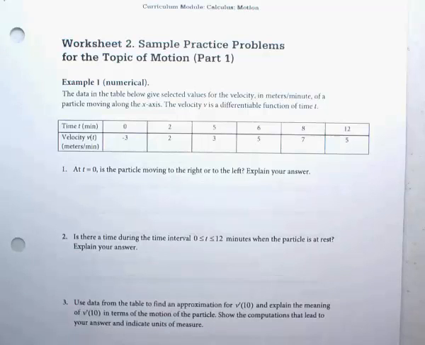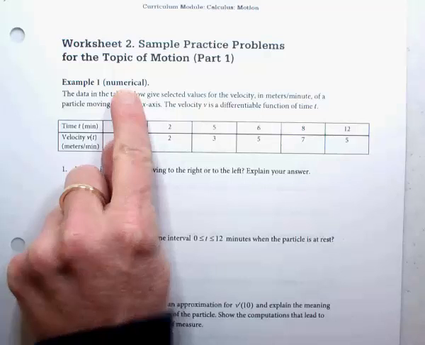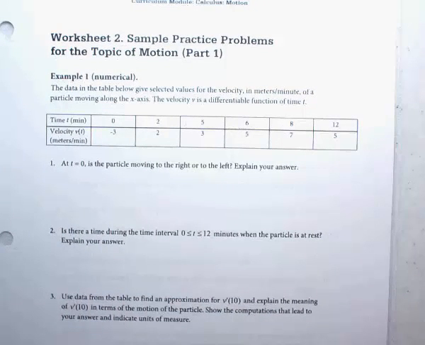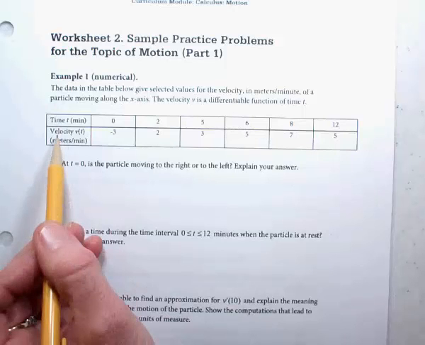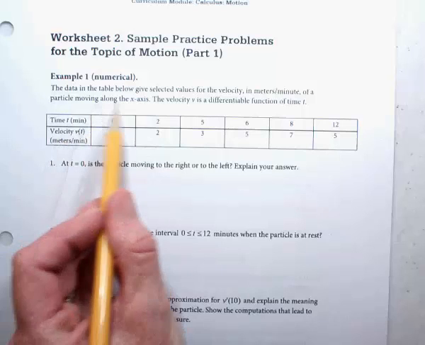All right, we're going to work through the first example together. It's a numerical example, as you guys can see right here. Numerical example just meaning we're given data. The data we're given will be the velocity values of some kind of object moving along the x-axis.